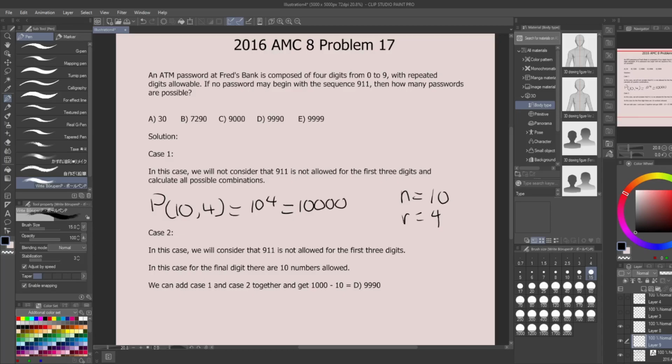And for case 2, we'll consider that 911 is not allowed for the first 3 digits. So in this case, for the final digit, there are 10 numbers allowed. So we can add case 1 and case 2 together and get 10,000 minus 10 equals D, 9,990.